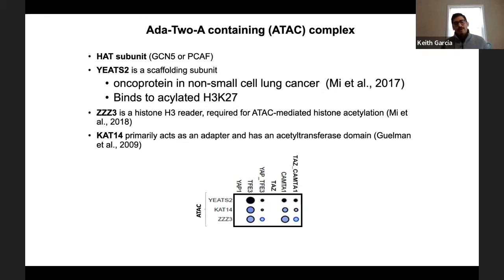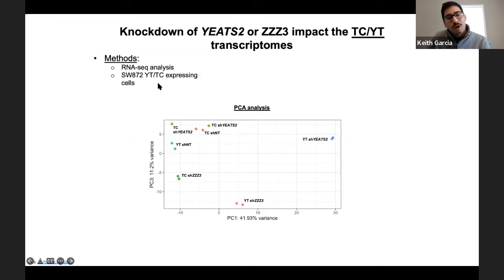And so lastly, what we next wanted to begin to address was how ATAC is mediating the transcriptional output of these gene fusions. And so we performed RNA-seq analysis in which we knocked down either YEATS2 or ZZZ3 in cells that stably express TAZ-CAMTA1 and YAP-TFE3. And we performed principal component analysis. As you can see, when you disrupt members of the ATAC complex, it does cause a variance and change to the transcriptomes of TAZ-CAMTA1 and YAP-TFE3. But these changes appear to be more drastic for YAP-TFE3 than they are for TAZ-CAMTA1 when you're comparing them to the non-targeting controls.